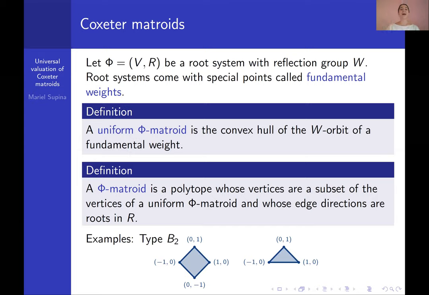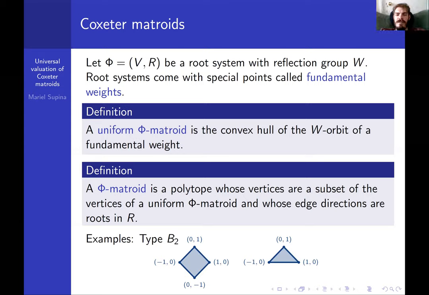So again, let's say I have a root system Phi, and it has its corresponding reflection group W. Root systems come with special points called fundamental weights. So in type A, for the symmetric group, the fundamental weights will be e1, e1 plus e2, e1 plus e2 plus e3, and so on. And so a uniform Phi matroid will be the convex hull of the W orbit of some fundamental weight. In type A, W is S_n, and our fundamental weight is some 0,1 vector that has r 1s and n minus r 0s. And when I take the whole orbit, I get all of the vectors with r 1s and n minus r 0s.